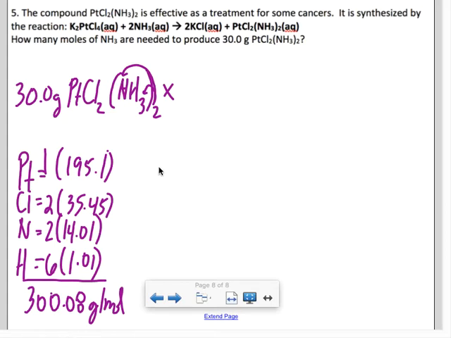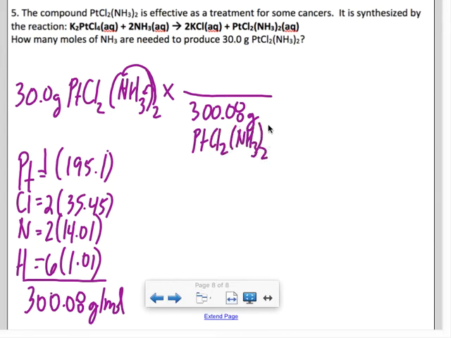So I just figured out the molar mass of PtCl2(NH3)2. So that goes on the bottom because I'm in grams. And grams have to go on the bottom so they can cancel out. So I write down here 300.08 grams of PtCl2(NH3)2, because those grams are going to cancel out. This is 1 mole of PtCl2(NH3)2. Okay, so if I were to weigh out 300.08 grams of this stuff, I would have a mole of it. So now I'm in moles, I can use the mole ratio.